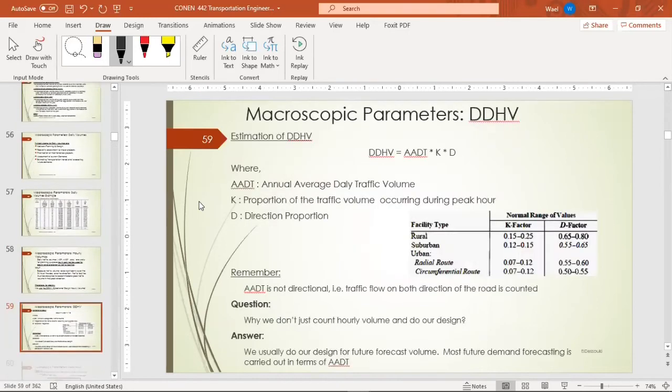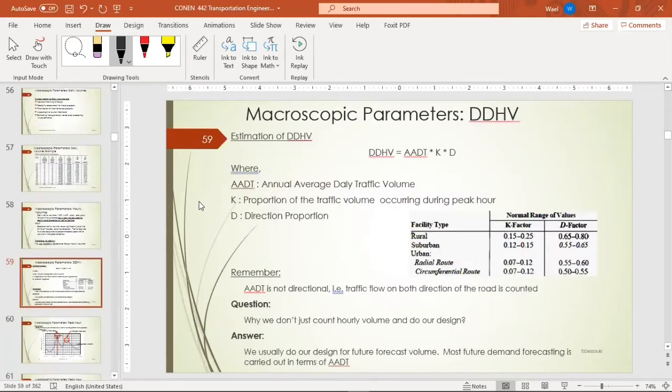So here, instead, we use what we call directional design hourly volume. Basically, we manipulate the average annual daily traffic volume and we multiply it with a K and D. The K factor basically determines how much of the daily volume occurs during the peak hour. And the D is the percentage of traffic during the peak hour in which direction? In the peak direction, okay?